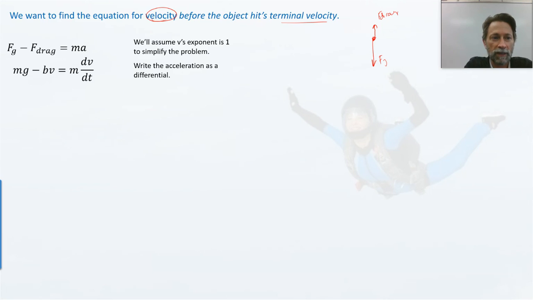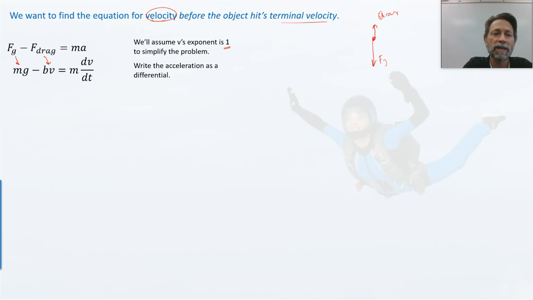Then we can say, hey, didn't we talk about earlier that this force of gravity is mass times gravity? And then the drag, we can say that is that constant times the velocity. Now we're going to simplify the exponent that we talked about earlier. We're going to say that it's 1 just to make life easier in this case.